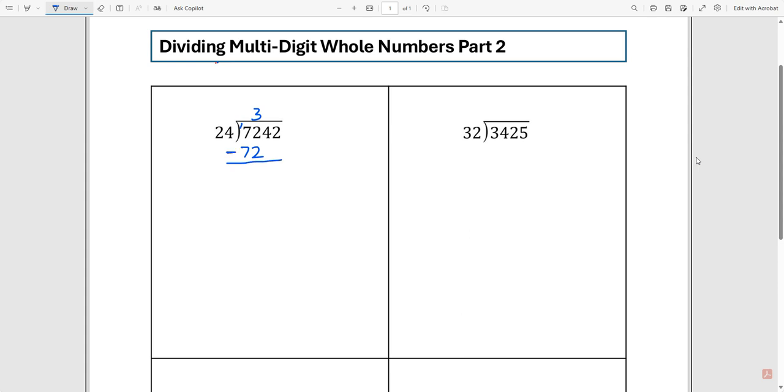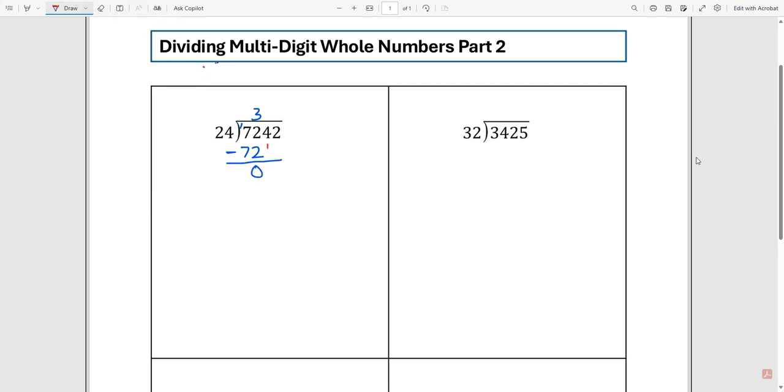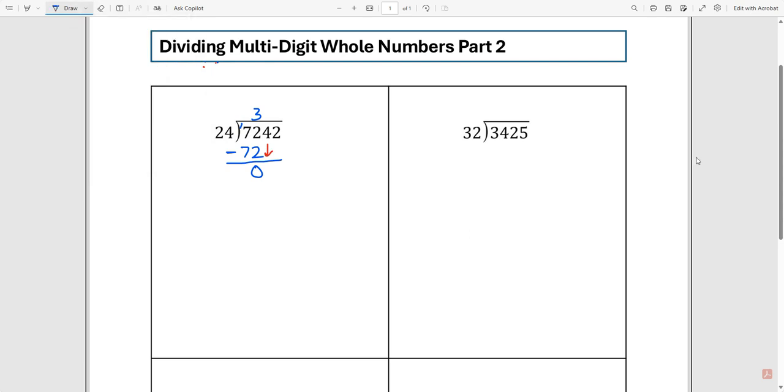Now we subtract: 72 minus 72 is 0, and then we bring down the next number, which is 4. We get 04, or just 4. And 4 cannot be divided by 24, so that will be 0 because 24 goes into 4 0 times. We have to account for this place now. We can't just bring the 2 down. We have to account for the tens place right here with this 4.